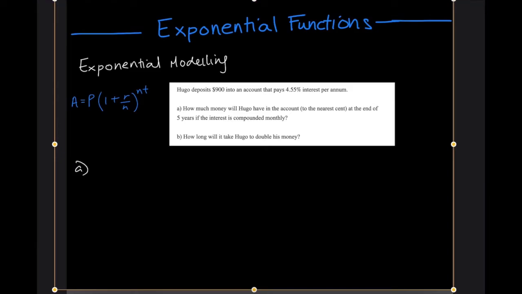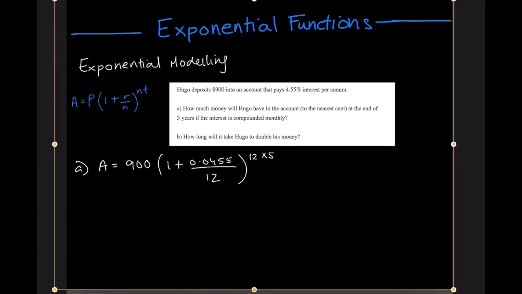The first step we have to do is substitute into this formula that I have written in blue here. And so this would give us A is equal to 900, which is the principal amount, meaning the amount that he initially deposited, times 1 plus the rate of interest in decimal, which would be 0.0455, divided by N, which is how many times a year it's compounded, and it says monthly, so that would be 12, and then to the power of 12 times 5, because it's asking at the end of 5 years.